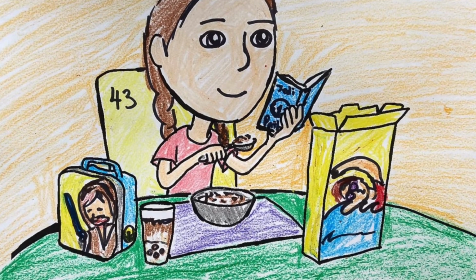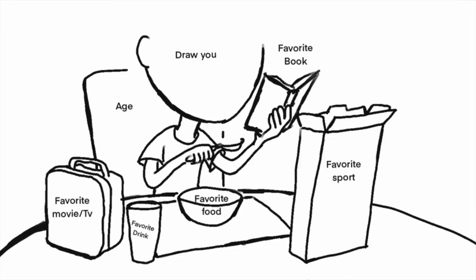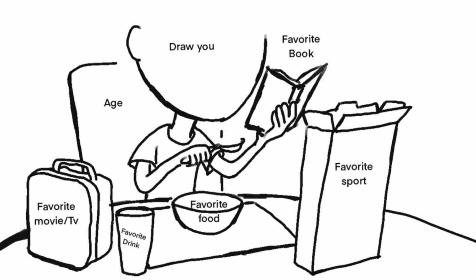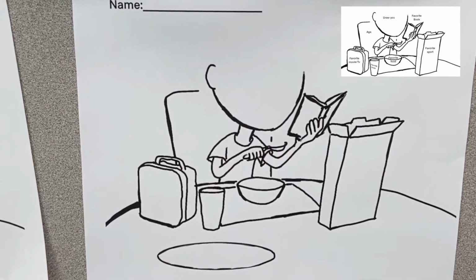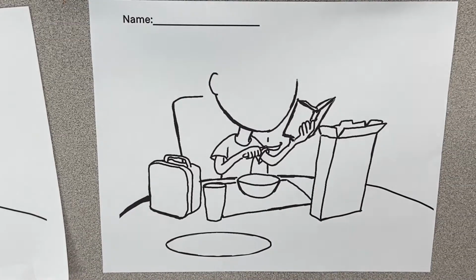Today we are going to be creating a getting to know you portrait. That way we can get to know each other. So we're going to make a picture that's based on some of the things that you like. Now, our first thing we're going to draw is yourself. We have a person already started a little bit for you.